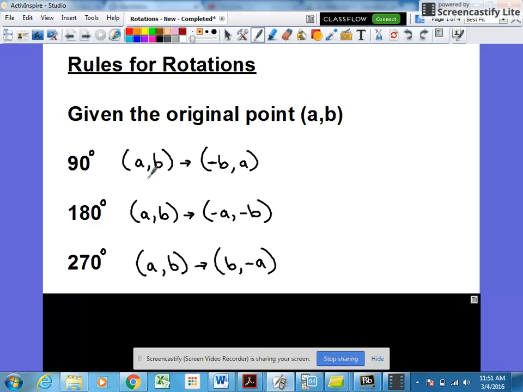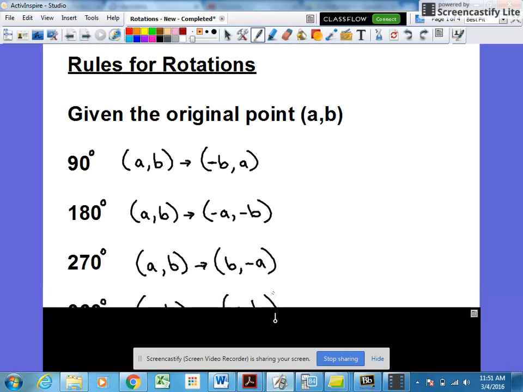Each 90-degree rotation plays out the same. (a, b): if you take the opposite of y, make that x, take x and turn it into y, there's 90 degrees. Now, if I go from 90 to 180, take the opposite of y, that's negative a, take x and make it y, there's 180. Now, if I go from 180 to 270, take the opposite of y, that's b, take x as is to your y, and you get (b, -a).